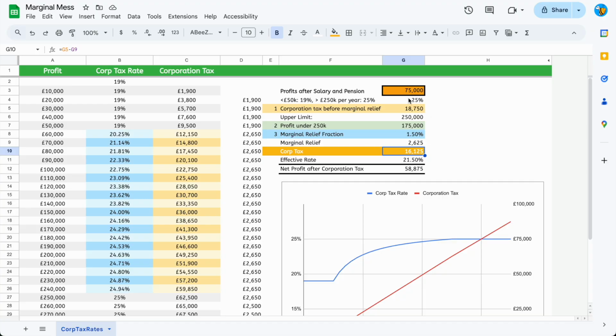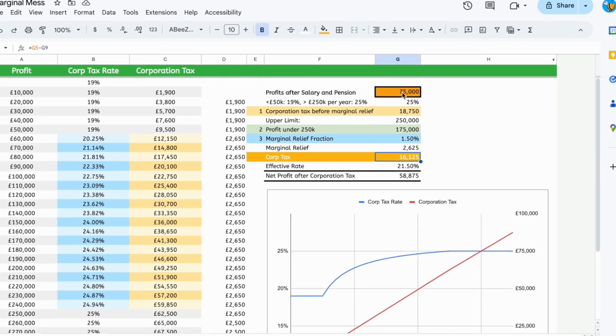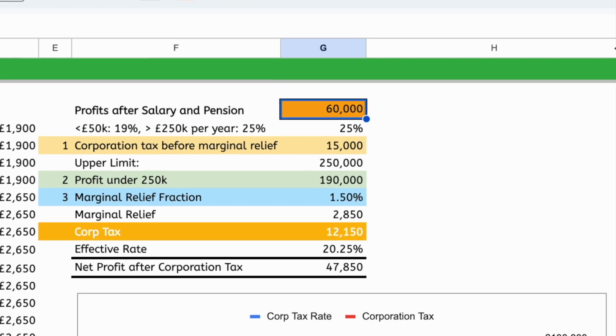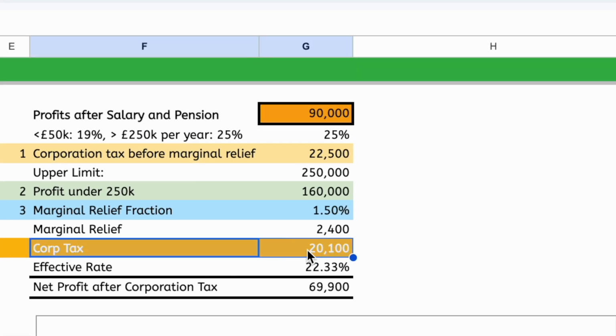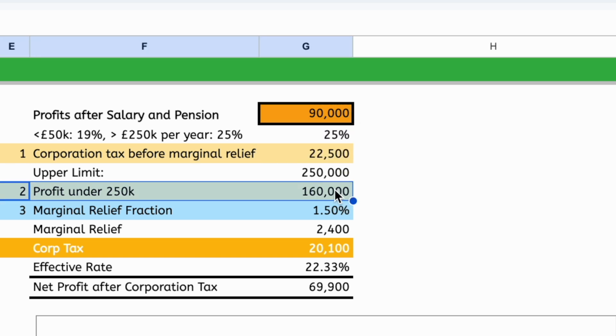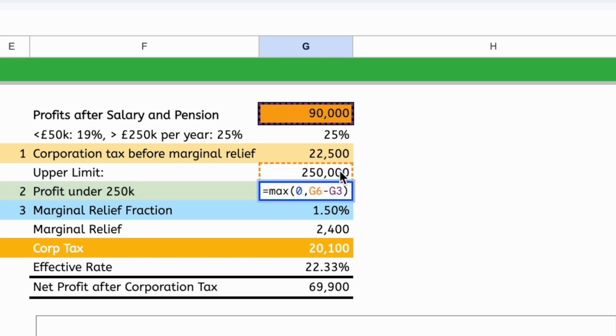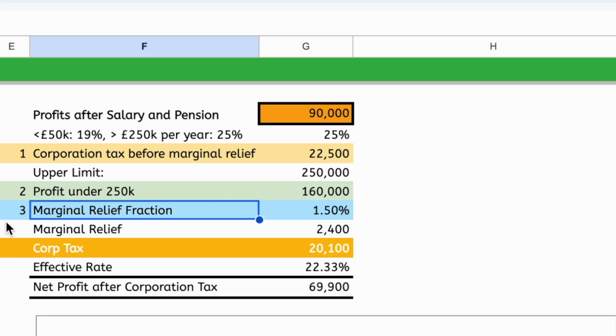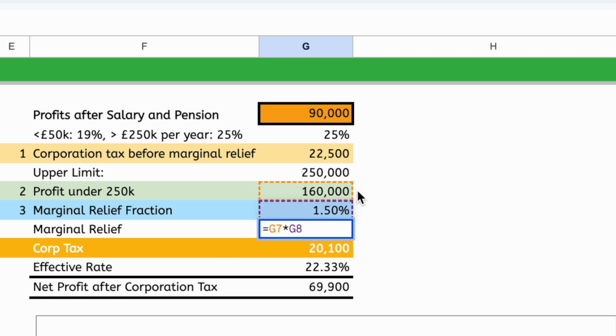You can see the calculations in our Google Sheet here. Over on the right, you can plug in a different figure in the profit column to instantly see the corporation tax due for you. We have the corporation tax before the marginal relief. That's our profit multiplied by 25%. We then need to know how far we are from the upper threshold. So that's 250k minus the profit. Next is the marginal relief fraction, and your marginal relief is how far you are from the 250k multiplied by the 1.5% fraction. The corporation tax due will then be the amount before relief minus the relief.